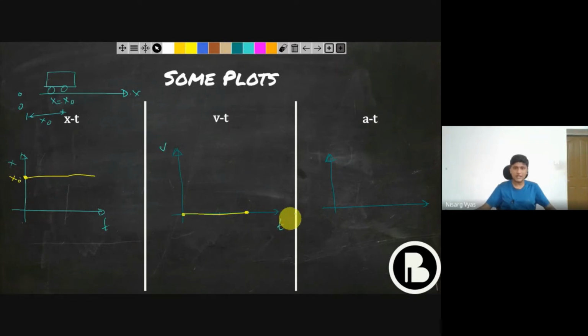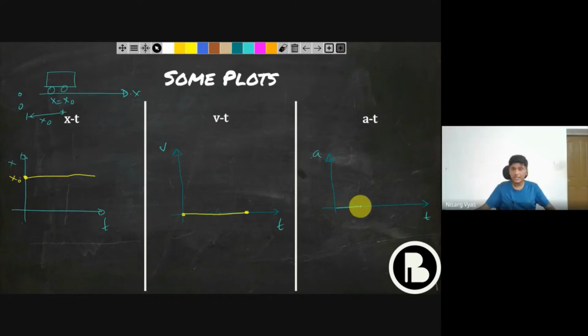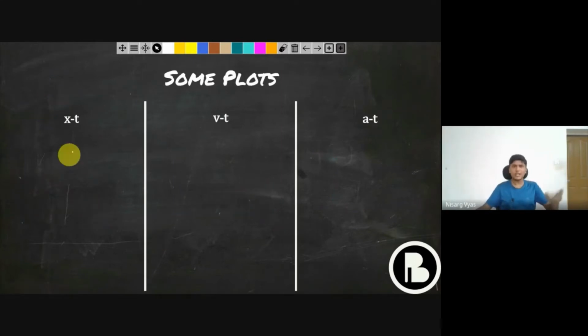This is velocity, this is time, this is acceleration, this is time. Okay, what about acceleration? Again, coinciding with t. Great. So these are the plots you are easily able to make, right? Move on to the next plot.